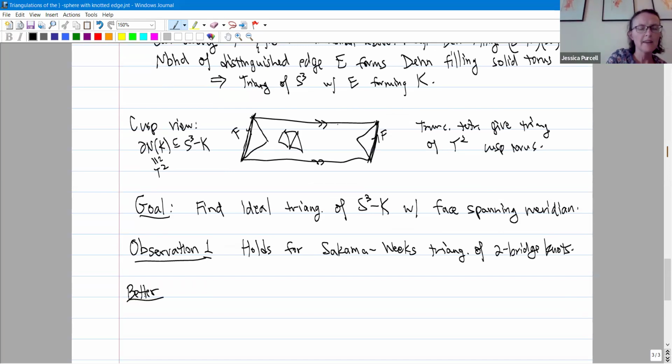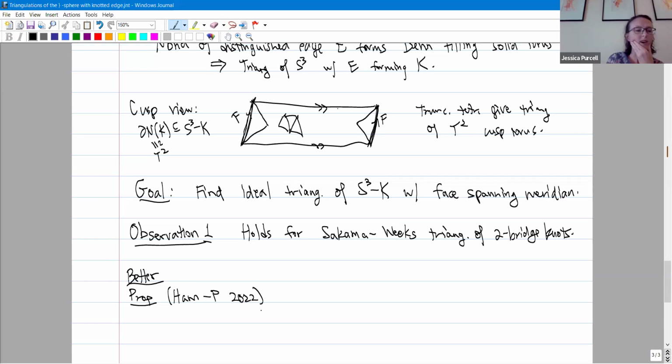So we're going to find a triangulation of any knot complement that has a face that's spanning a meridian. And the way that we're going to do this, in fact, comes out of some work again that I did with Sophie Ham in 2022.